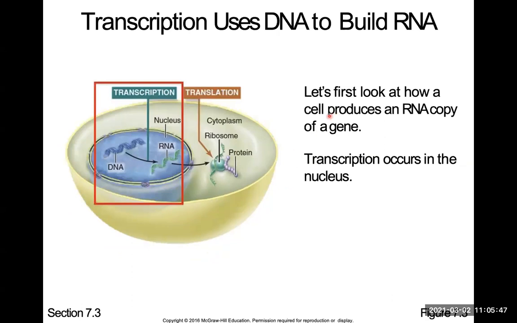So let's first look at how a cell produces an RNA copy of the gene. And the location, you guys have to know the location for this, it's the nucleus. So transcription is going to take place inside here in the nucleus. Translation takes place in the cytoplasm. Just like glycolysis, Krebs cycle, and electron transport chain, you had to know the location. Make sure you guys know the location for this as well. So transcription happens in the nucleus, translation happens in the cytoplasm.